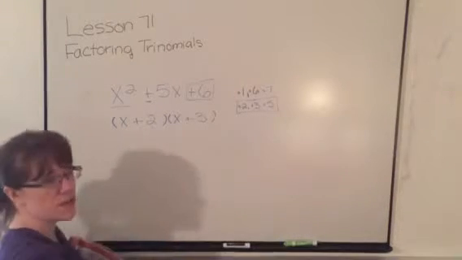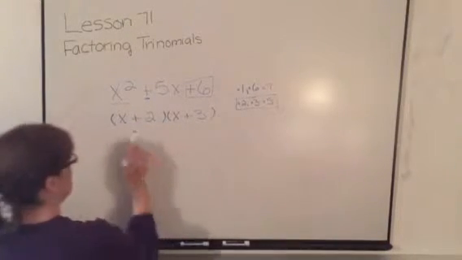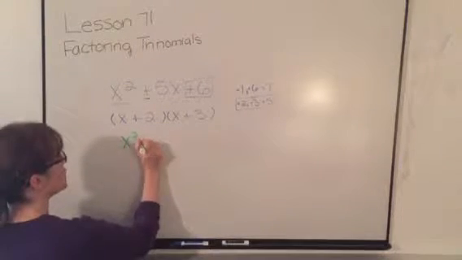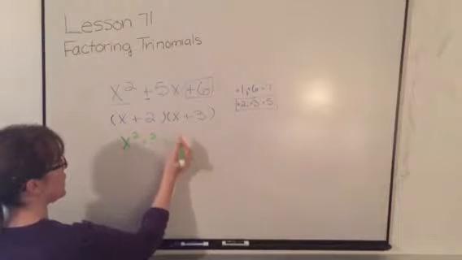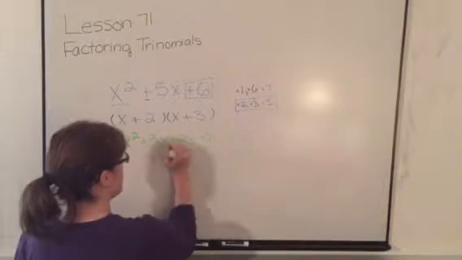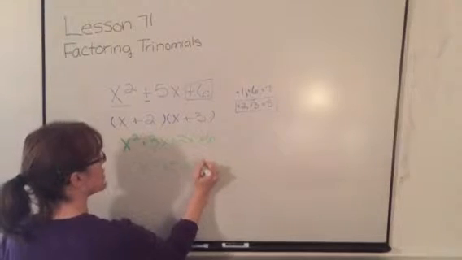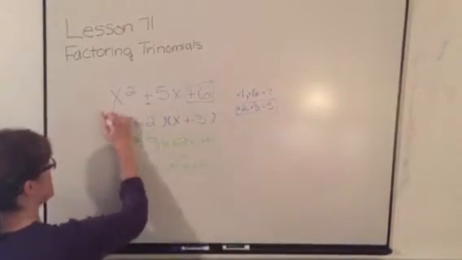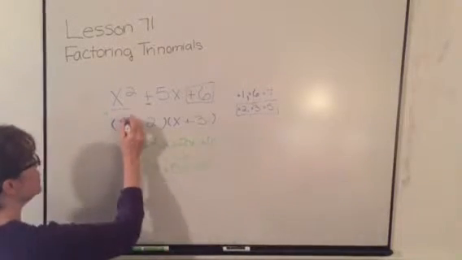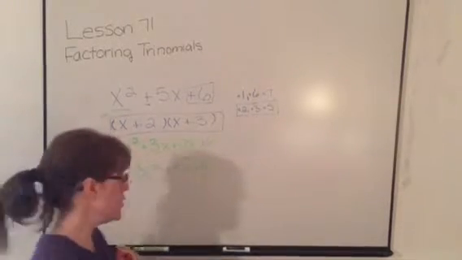If I multiply this out just to show you guys that it actually works, this is what I get. x times x is x squared. x times 3 is plus 3x, x times 2 is plus 2x, and then 2 times 3 is plus 6. Combine these, x squared plus 5x plus 6. And this is the same as the original, so we know we got the right answer. This is our answer, and this down here I was just checking it. Okay, so let me do another one.